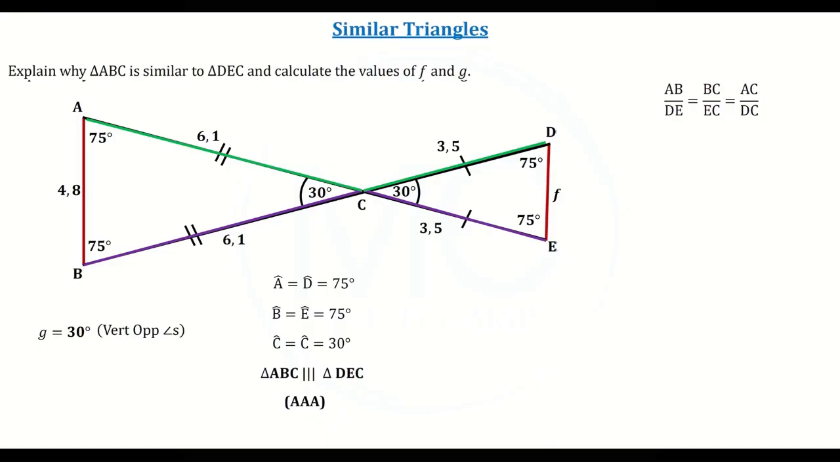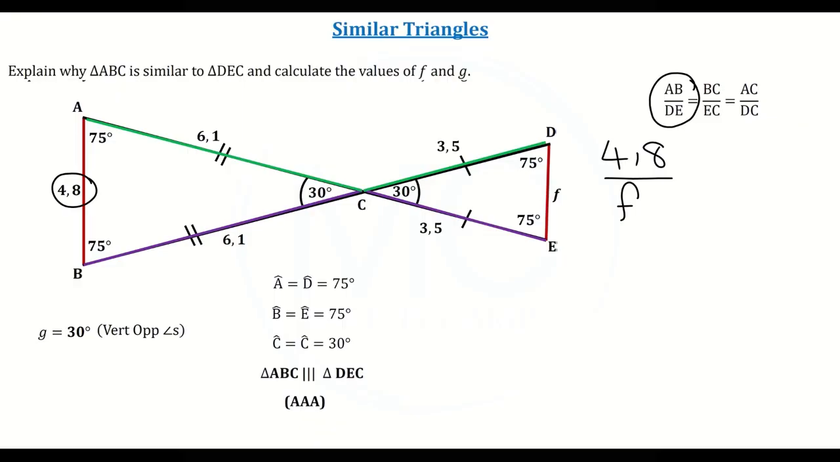So we need to use the fraction that includes DE and its corresponding side AB. AB is 4,8 units long, so we can say 4,8 over DE does not have a value. So right now, let's just call it F. It's the value we need to find. Now we have values for all of the other sides. So both of the other fractions will have values in the numerator and the denominator. So we can use either fraction.